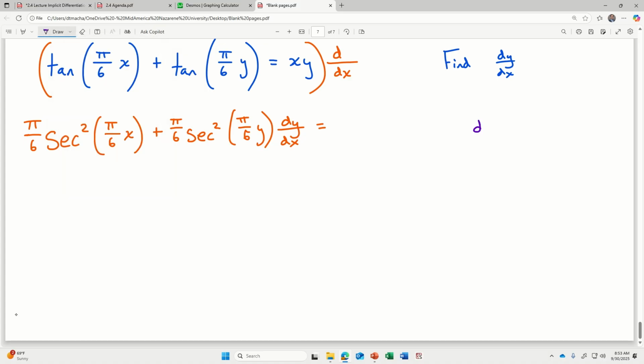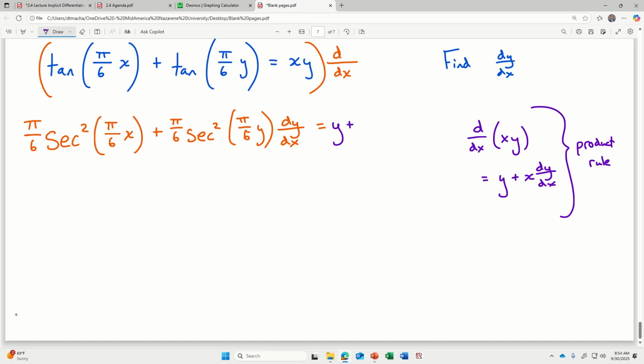Okay, so let's talk about d/dx of y plus x. This is going to be the product rule, remember? We've got x times y. So think about the derivative of x times y plus x times the derivative of y. This is the derivative product rule in action. So we've got y plus x dy/dx.